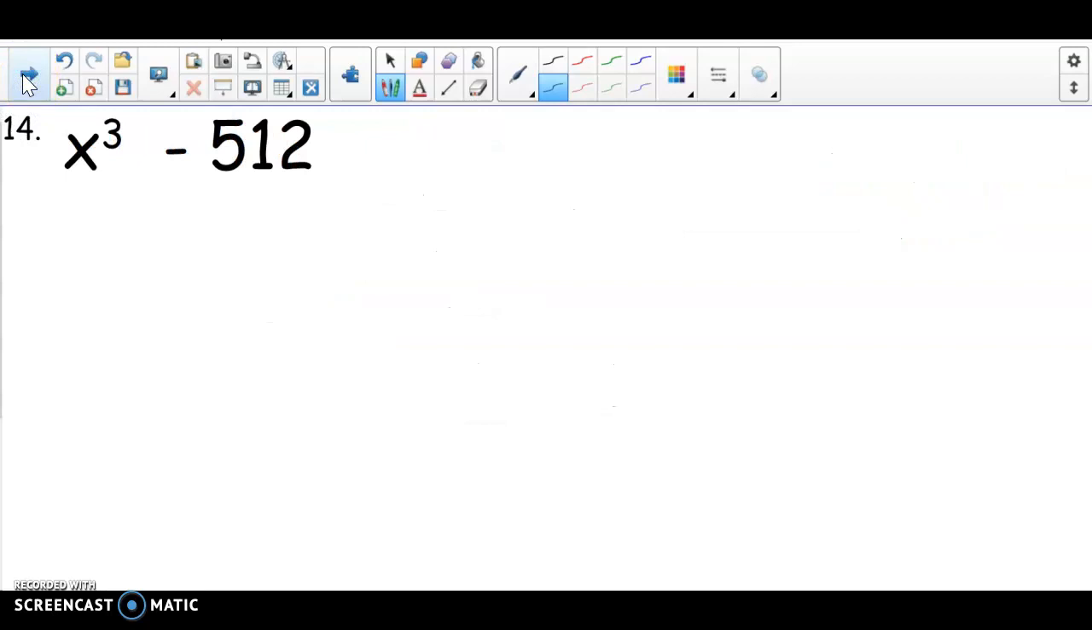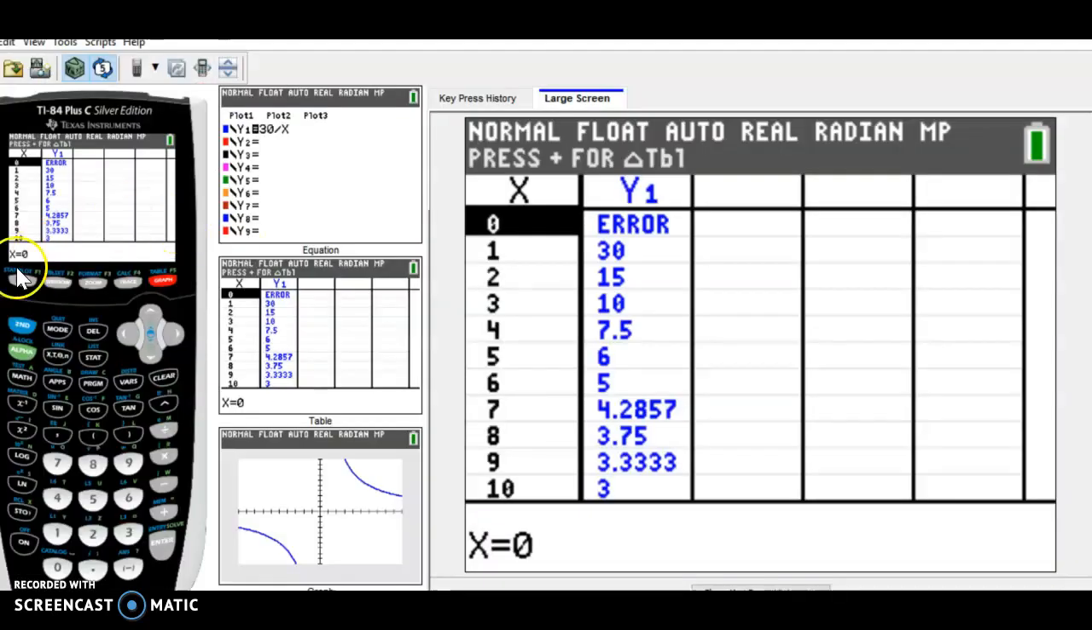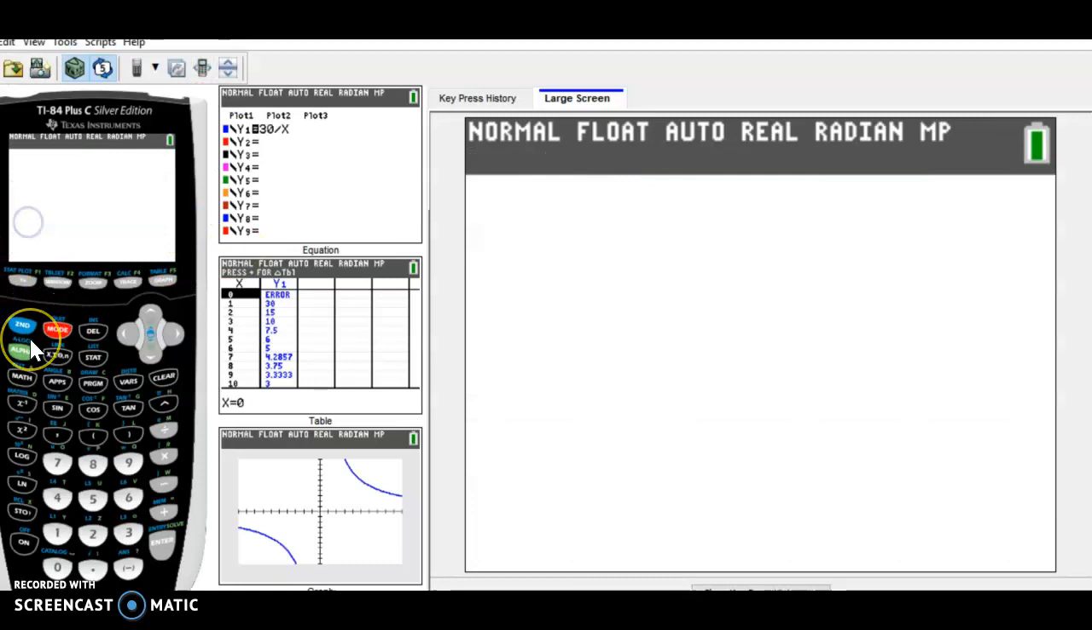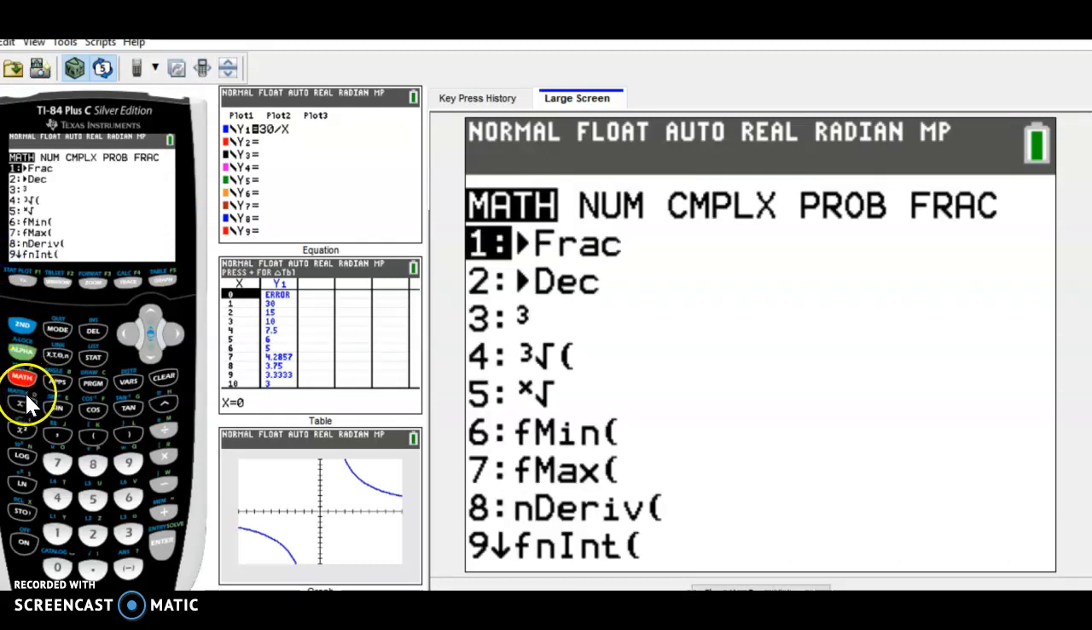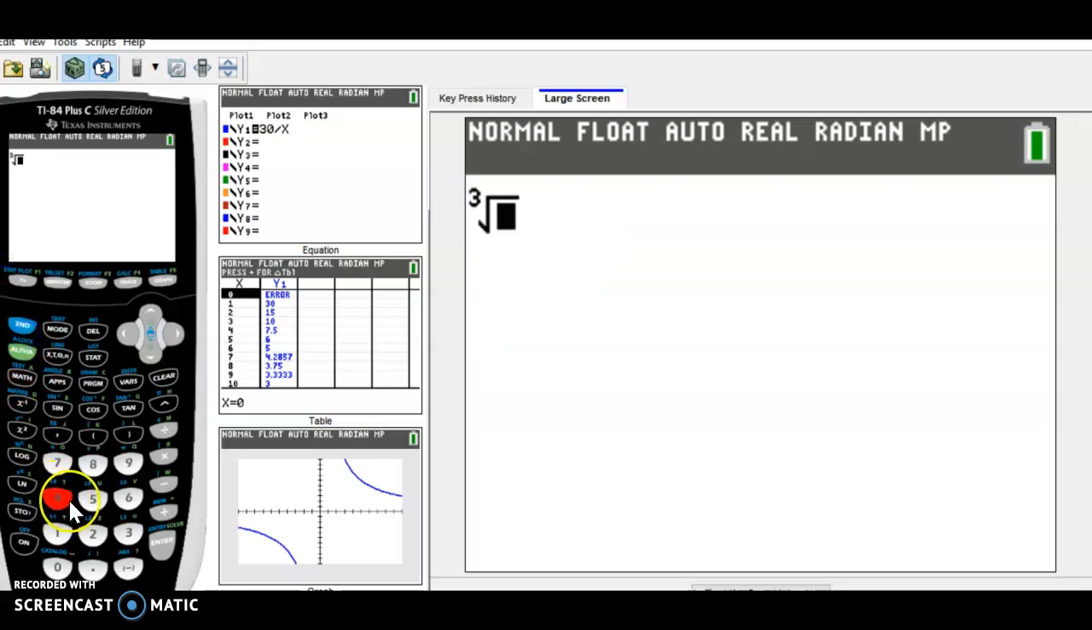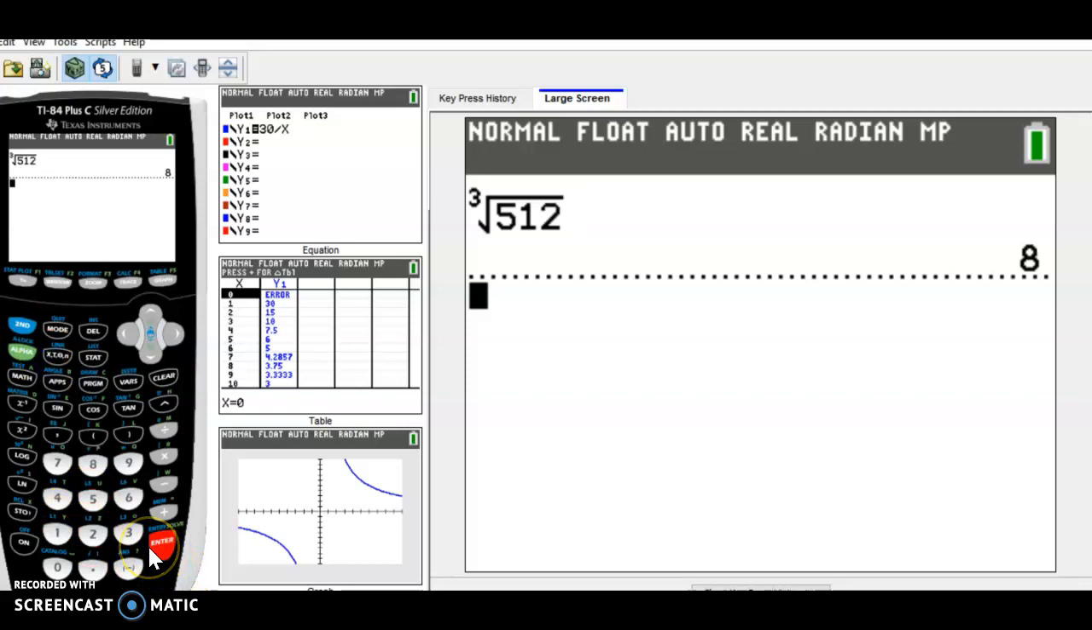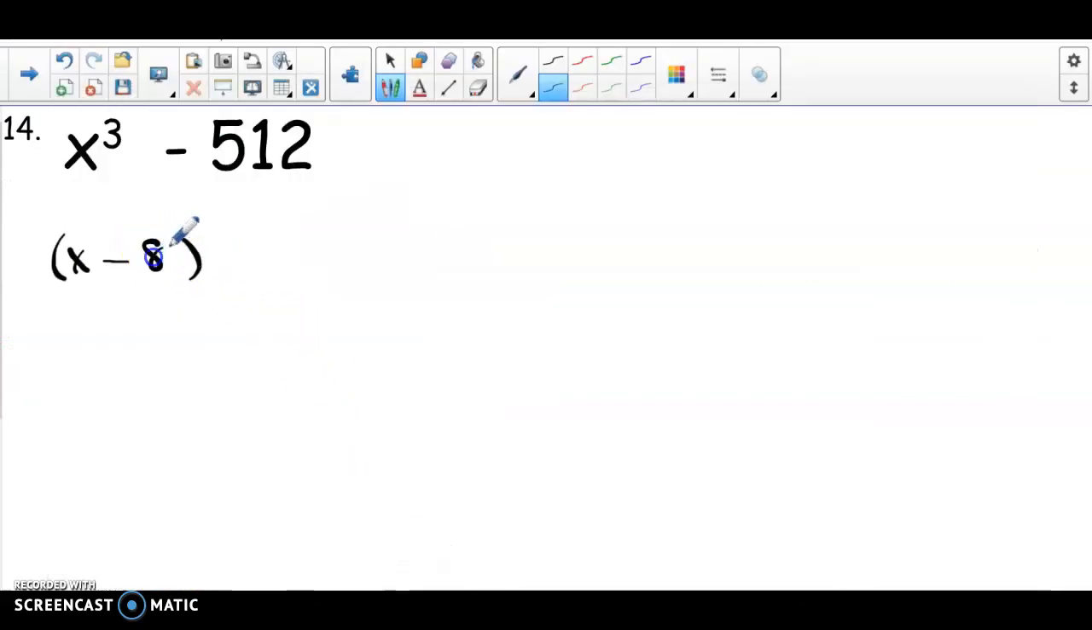2 terms, largest exponent is cubed, so we're going to take the cube root. X, keep the same sign. Now, I don't remember exactly what the cube root of 512 is. So remember, you go to Math, down to choice 4, type in your number, 512, hit enter. So the cube root of 512 is 8.